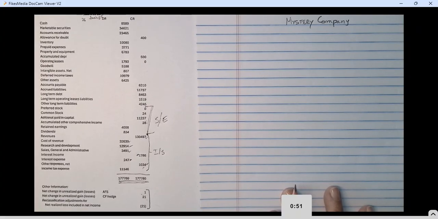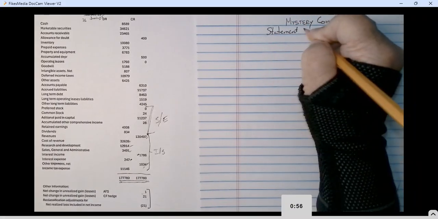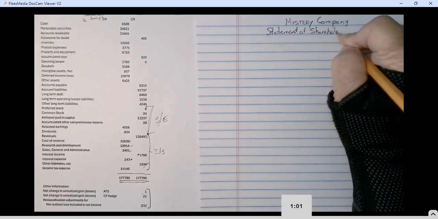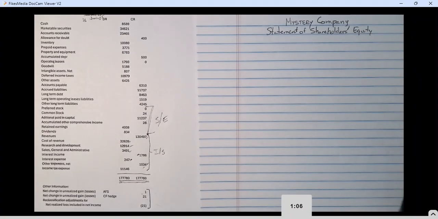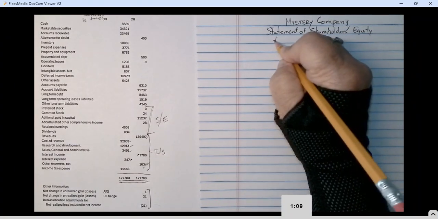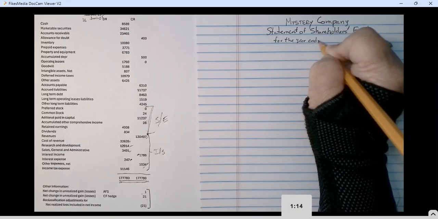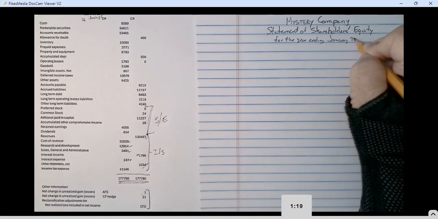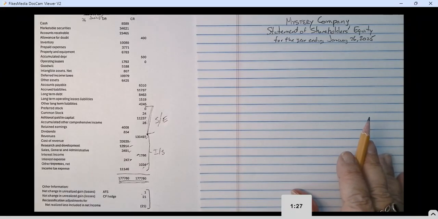Okay, let's see. Statement of shareholders' equity, interchangeable with stockholders' equity, for the year ending. And in this case, our year ending is January 26, 2025. Let's begin with the titles of our statement of shareholders' equity.